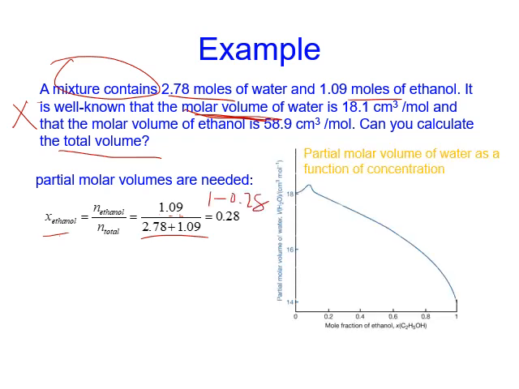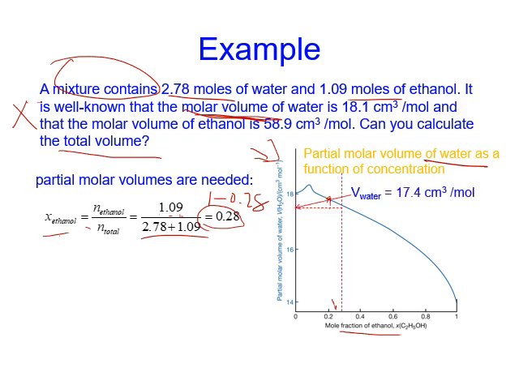All right, so with that in mind, we use experimental data to find the partial molar volume of water and ethanol. So this is the diagram we showed in the last slide. This is the partial molar volume of water as a function of concentration. In this case, the concentration is 0.28. So 0.28 is somewhere here. All right, and we can find the partial molar volume of water for this concentration, 0.28, is 17.4 cubic centimeter.